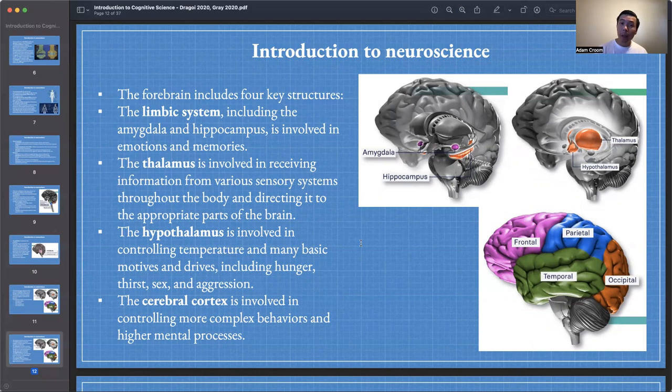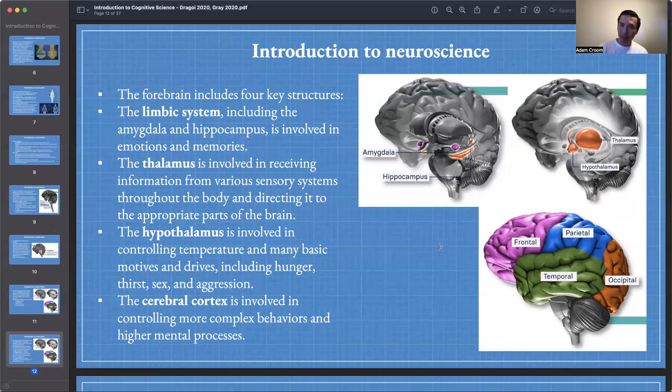Next, we have the thalamus, which is involved in receiving information from various sensory systems throughout the body and directing this information to the appropriate parts of the brain. We see the thalamus is right here. The hypothalamus is involved in controlling temperature and many basic motives and drives, including hunger, thirst, sex, and aggression. And the hypothalamus is right here.